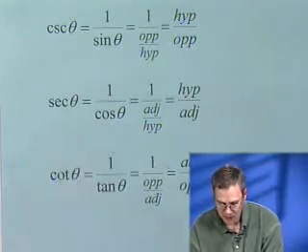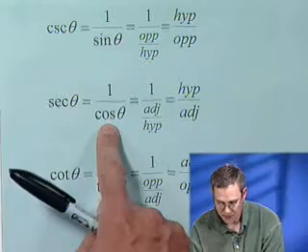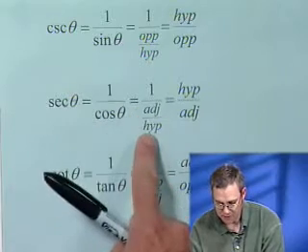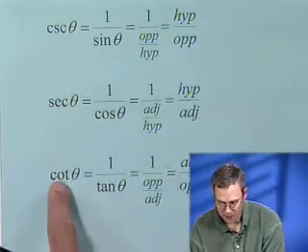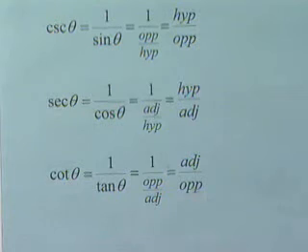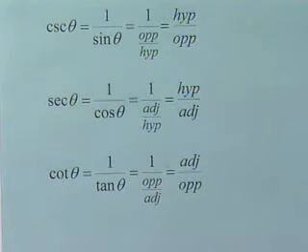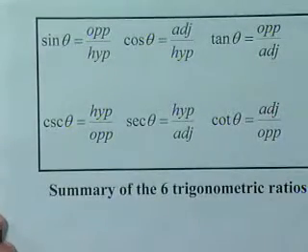Similarly, secant theta will be 1 over cosine, and cosine is adjacent over hypotenuse. 1 over that is going to be hypotenuse over adjacent. And similar with cotangent, tangent was opposite over adjacent, so cotangent will be adjacent over opposite. So you might want to write this down somewhere in your notes.